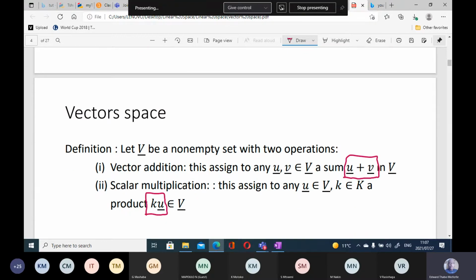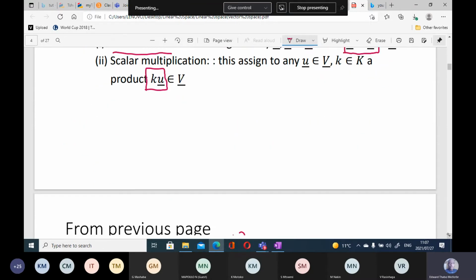Now, a vector space. By definition, let V be a non-empty set with two operations. The two operations are vector addition and scalar multiplication. You can clearly see that you are adding two vectors U and V in the vector space V. And here we are doing scalar multiplication. You can see we are multiplying K by U, and this is an element of the vector space V.